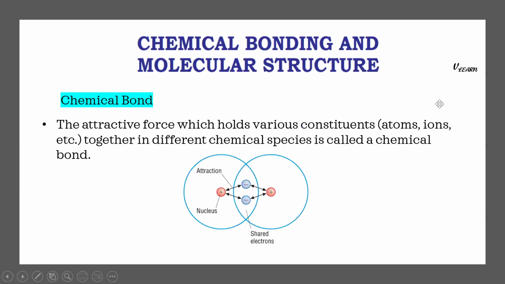So before we move into that, let us see what a chemical bond is. A chemical bond is nothing but an attractive force that holds various constituents together. Look at this diagram. We have two atoms and there is an attractive force which binds both atoms together. The attractive force acts between the nuclei of the two atoms. How can this attractive force happen? Only by sharing of electrons.